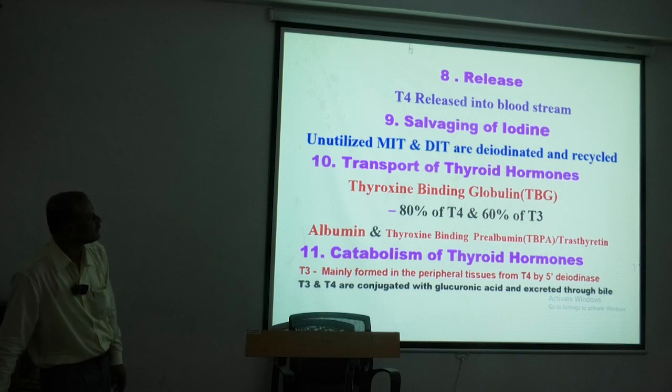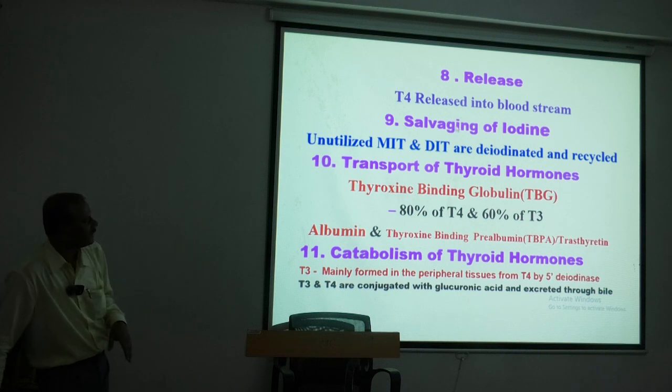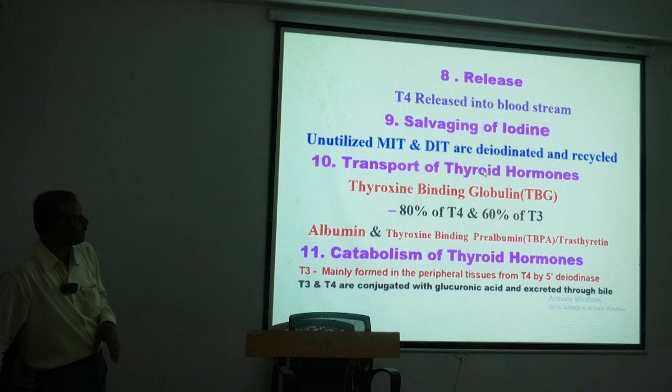During the process, some of the MIT and DIT will remain unutilized, and they are deiodinated and recycled, because iodine was a scarce element in those days. That's why the body, over crores of years of evolution, has made a mechanism to preserve iodine, which was a scarce element in many areas of the world.